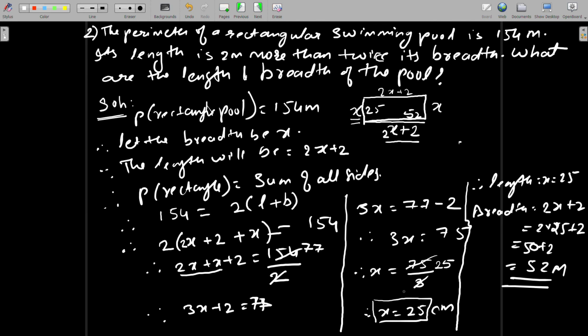Hope you understood this one. I would request that you go through the problem again. You will find it very easy to understand because we only need to know the formula for finding the perimeter of the rectangle, and accordingly we will be able to solve it. We just need to substitute the values and proceed with the solution. Now let us move on to the third example.